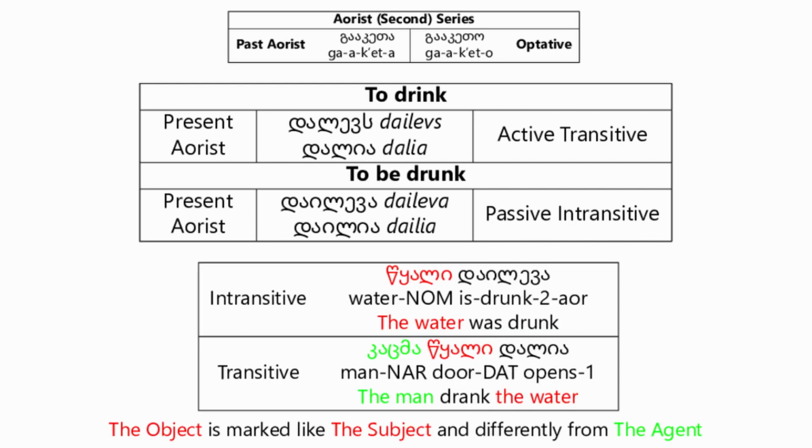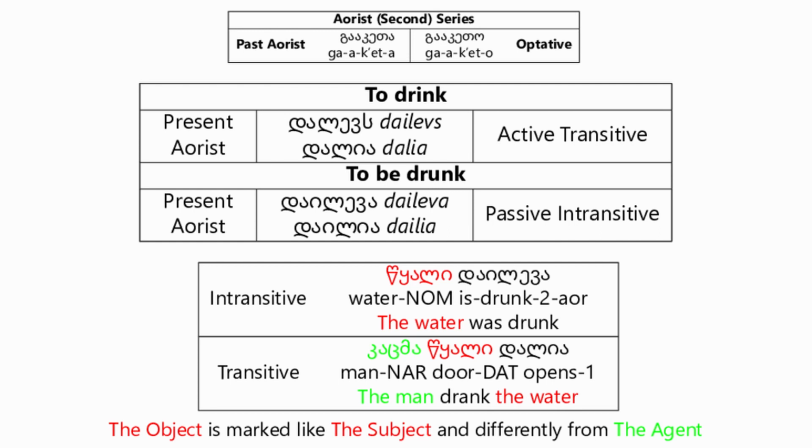So in our example sentences with these verbs, we have the object, water, of the first sentence marked with the same case as the subject, water, of the intransitive sentence, in the nominative, and the agent, man, standing in the narrative. So far, this looks like the standard ergative system, but there are some more verb types to look at than just active and passive.